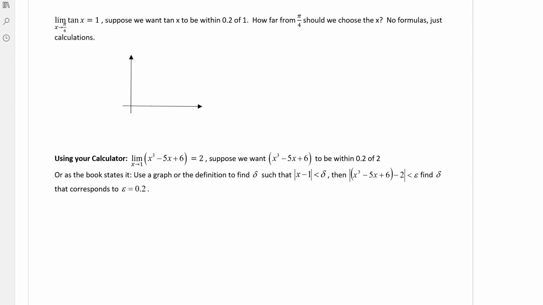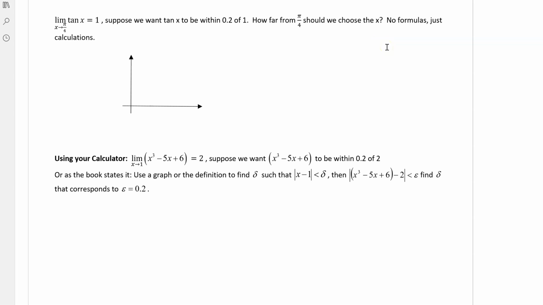All right, so let's look at it again. Some more examples of this. So what we have is the limit as x approaches pi over 4 of tangent x equals 1. Suppose we want tangent x to be within 0.2 of 1. So right there. How far from pi over 4 should we choose x?